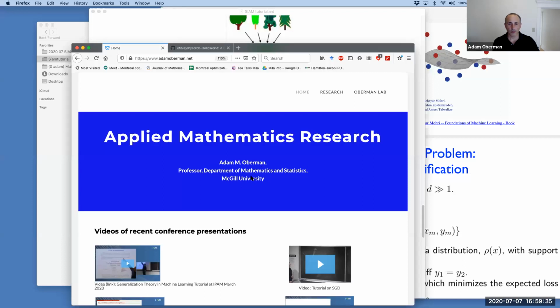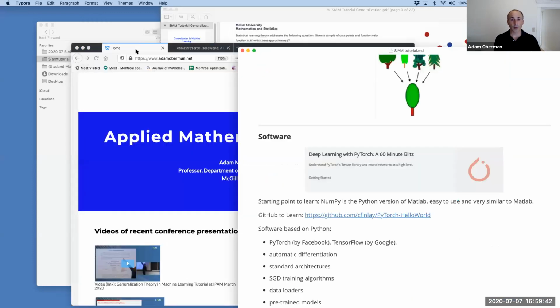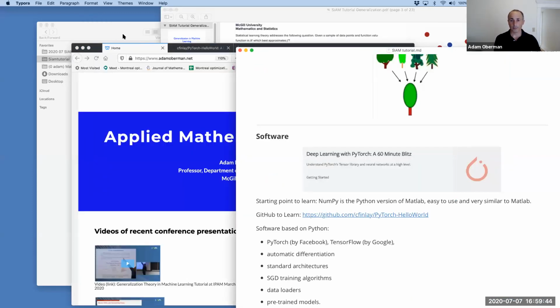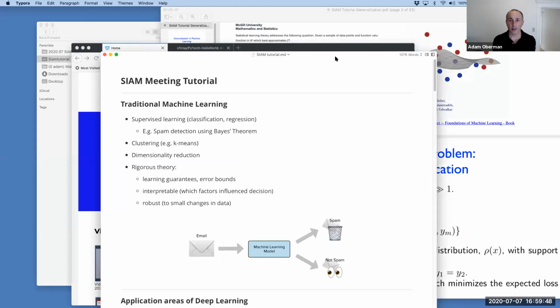So I'm going to give a tutorial on regularization in deep learning and an introduction to deep learning. So this is the beginning of the SIAM meeting tutorial.